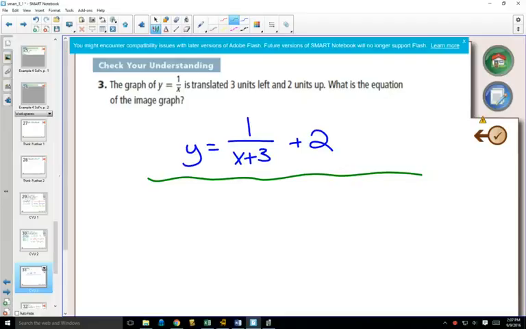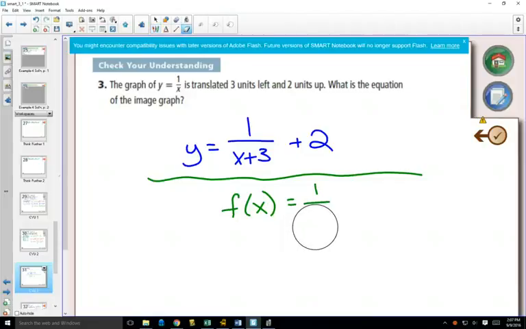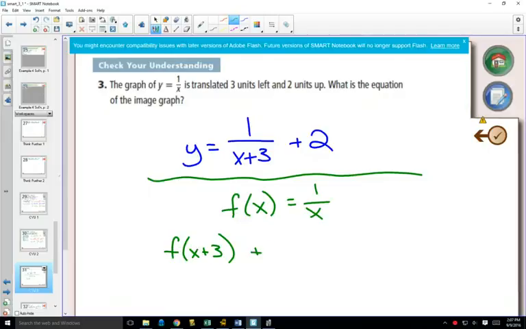So what I'm going to say is if my original function is 1 over x, and my question says it's 3 to the left and 2 up. In function notation, the 3 to the left would happen inside the function, and the 2 up happens after. How do I show that?